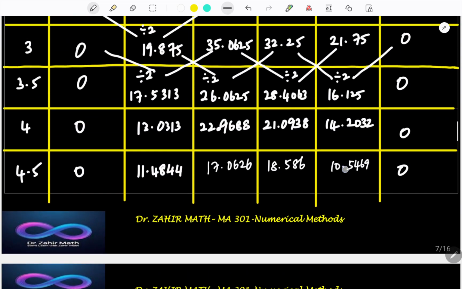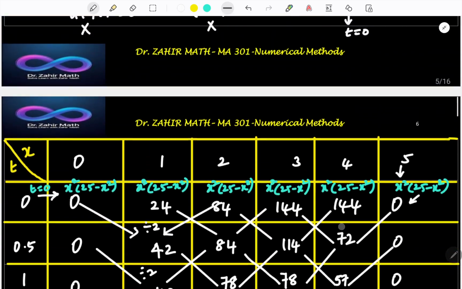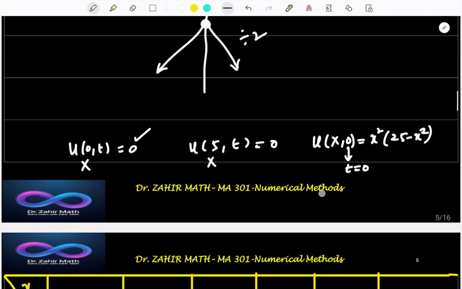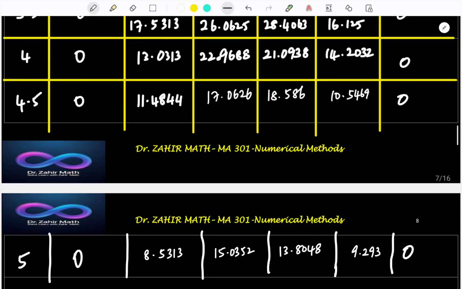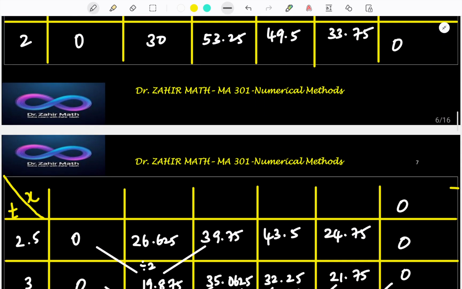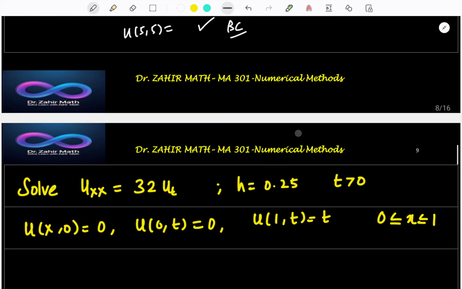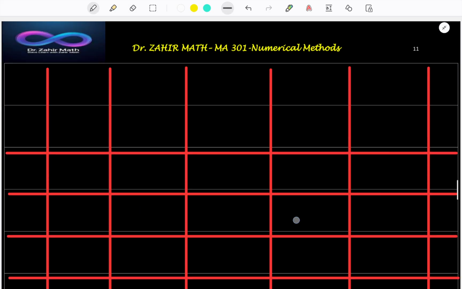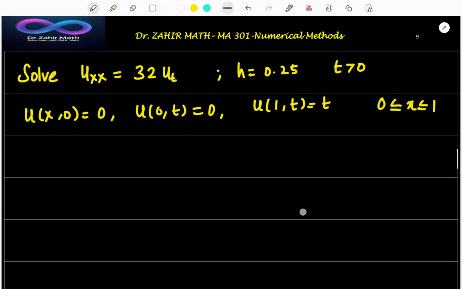So the table values are very much clear. You know how to fill up the table. The boundary conditions you are going to fill up and the initial conditions you are going to fill up. So easy. And you're going to write x value depends on h, t value depends on k. Keep that in your mind. Okay. Let's do one more question.